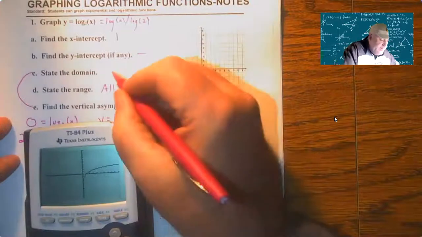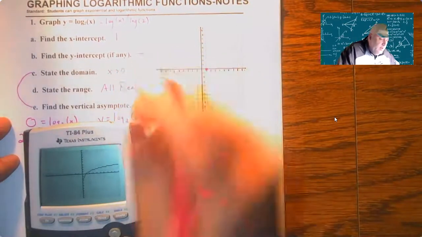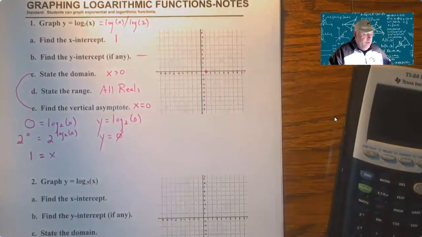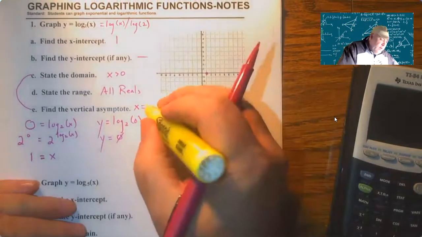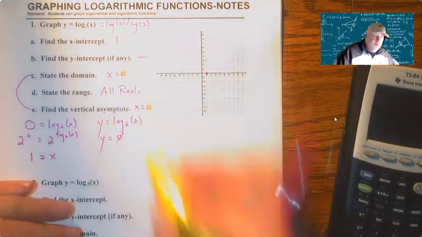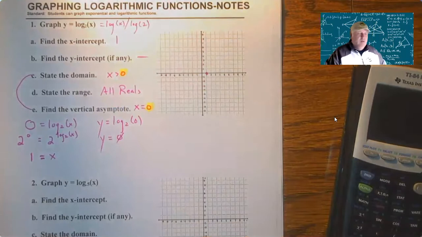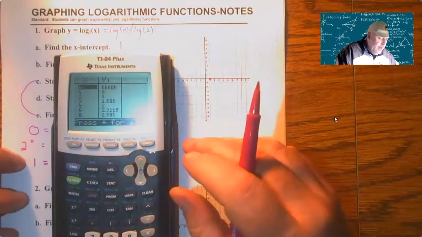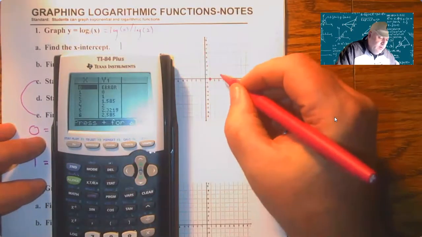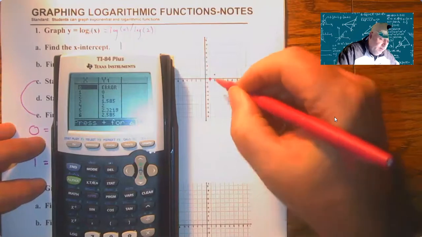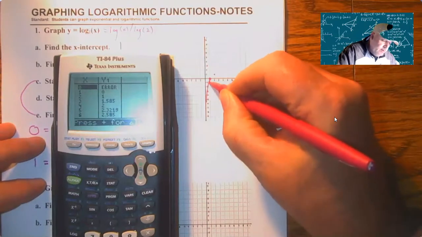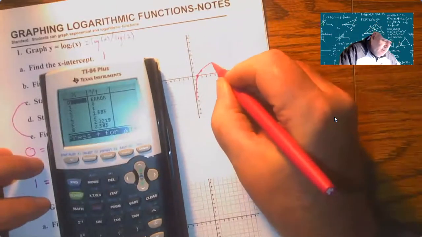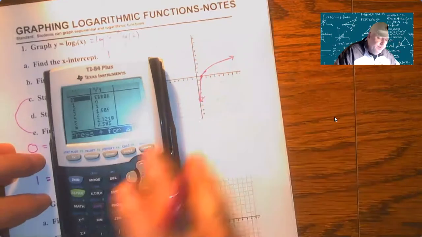So this is x is greater than 0. So it'll always be x is greater than the vertical asymptote value or less than it. And those will always be the same. And for the most part, logarithms are that simple. 2, 1, just get a couple of points here. We're staying to the right of the vertical asymptote here, and then going up and up and up.